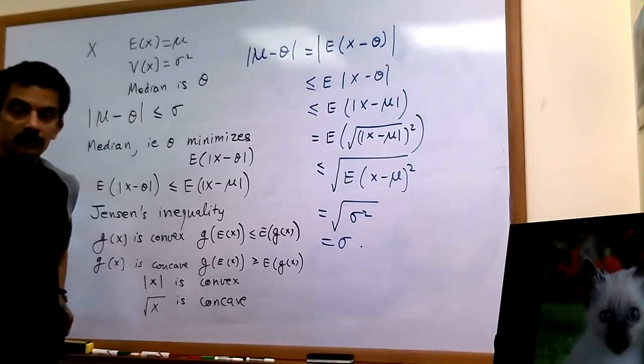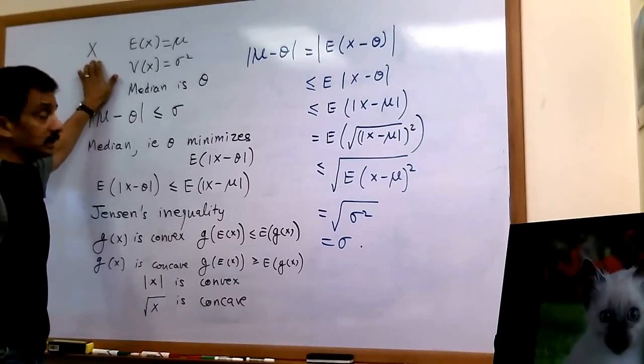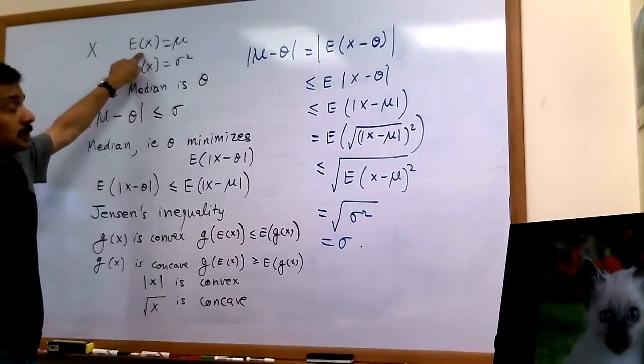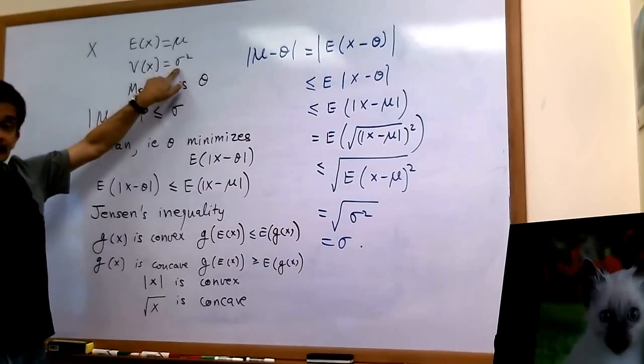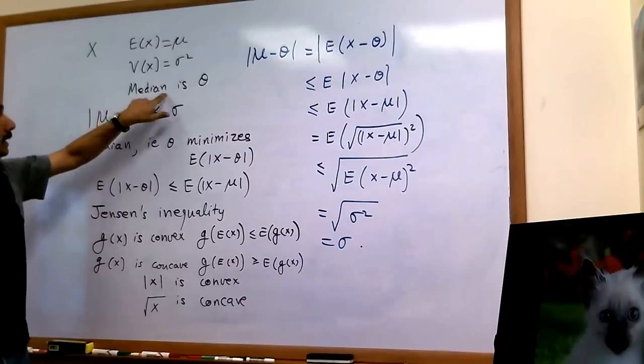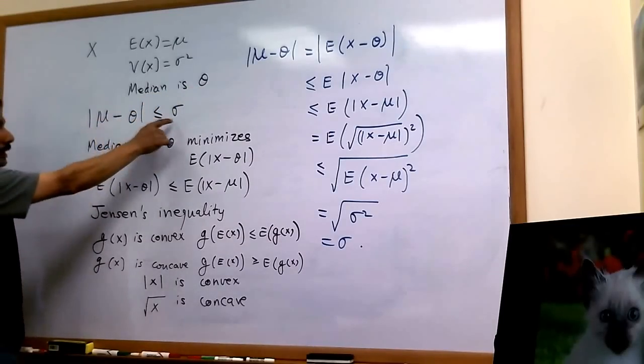This is using a slightly different method, using Jensen's inequality. So you have a random variable x. Let's suppose that the expected value of x is mu. The variance of x is sigma squared and it exists. We need that. The median is theta. So we need to prove this.